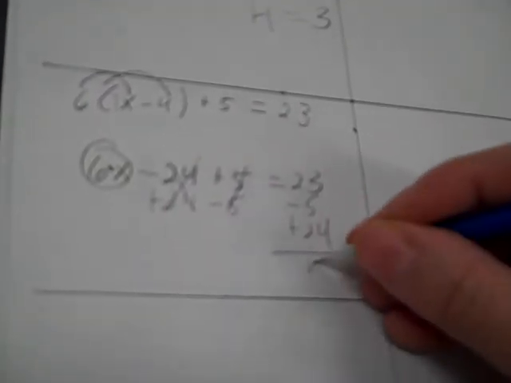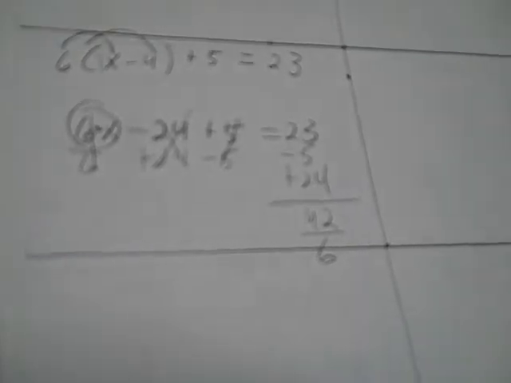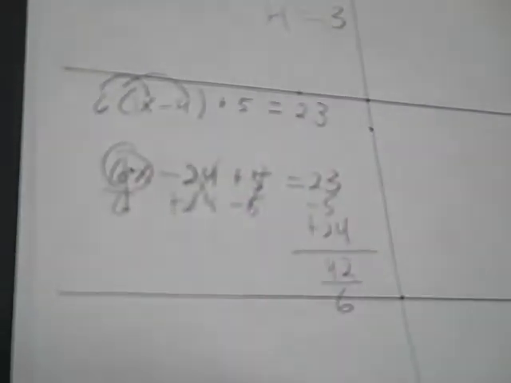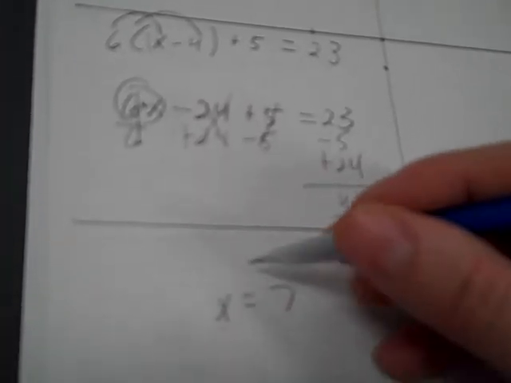Okay, so 23 minus 5 plus 24 is 42. So 6 times x equals 42, and then we're going to divide by 6, and 42 divided by 6 is 7, okay? So x equals 7. Don't do the square root because it's not to the second power. That's your final solution.